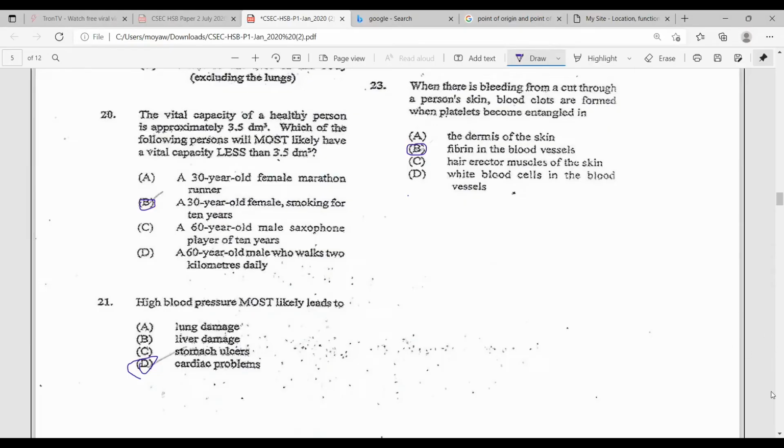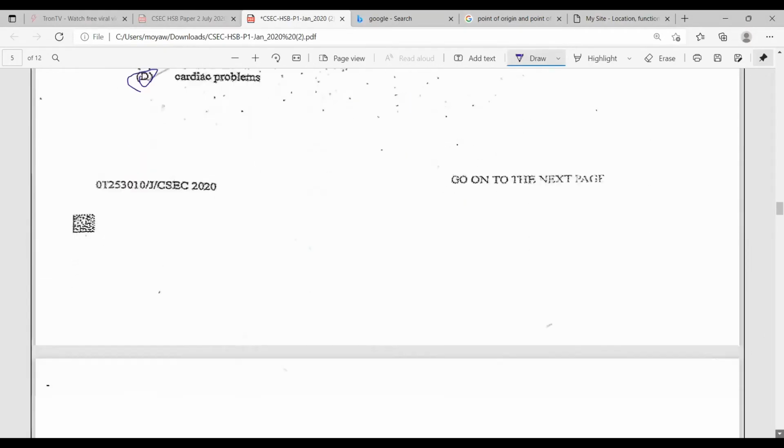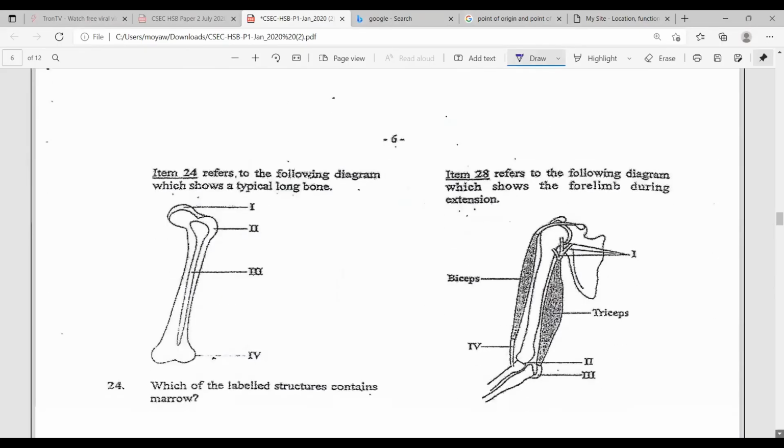So moving on to question 24. Item 24 refers to the following diagram which shows a typical long bone. So we have the long bone. As usual, we move to the question. Which of the labeled structures contains marrow?